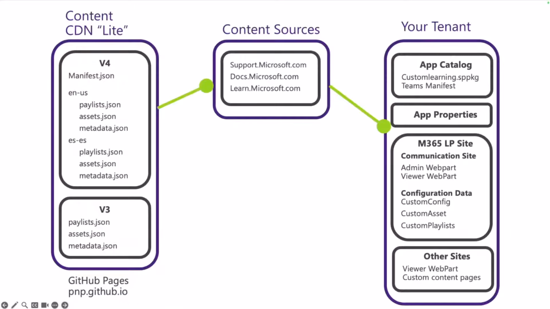So if you bring all that back together, you can start to see how it works between the content sources, getting the reference data in the CDN, pulling in the data from the content sources and surfacing all that information inside your tenant.